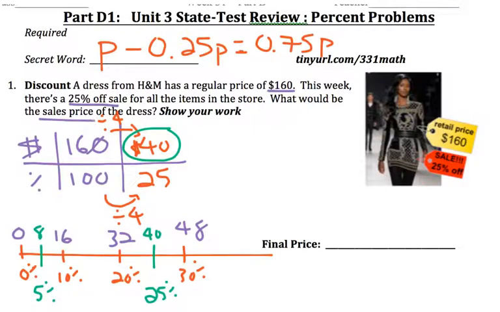Then, to find the sales price, I do $160, I subtract the discount, and that gives me a sales price of $120.